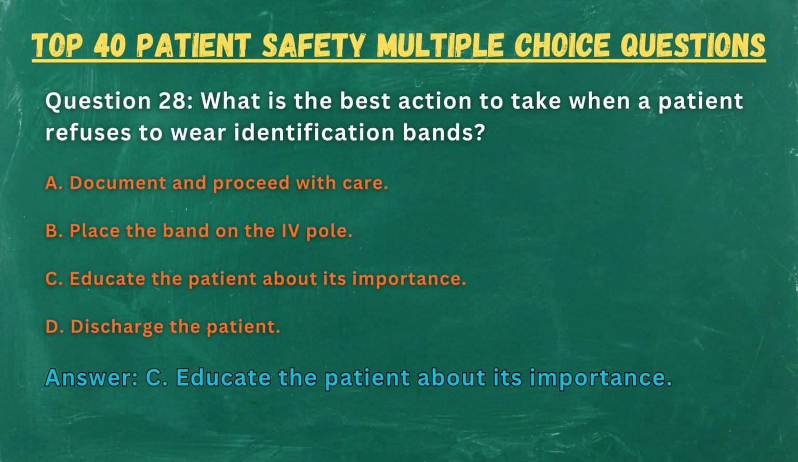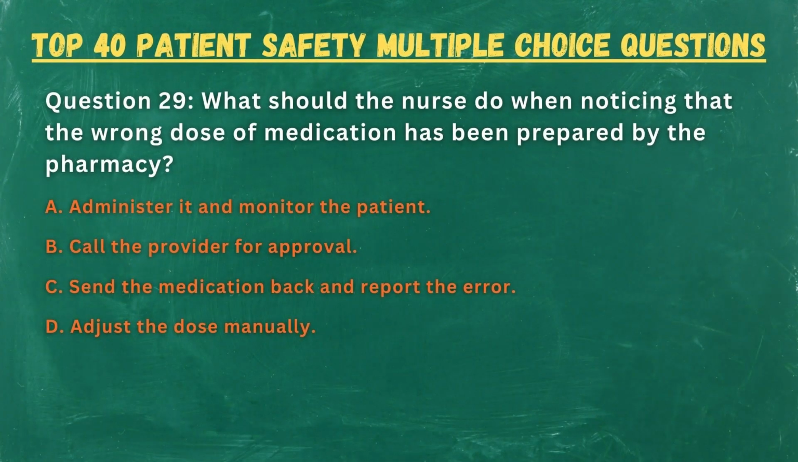Answer: C. Educate the patient about its importance. Question 29. What should the nurse do when noticing that the wrong dose of medication has been prepared by the pharmacy? A. Administer it and monitor the patient. B. Call the provider for approval. C. Send the medication back and report the error. D. Adjust the dose manually.